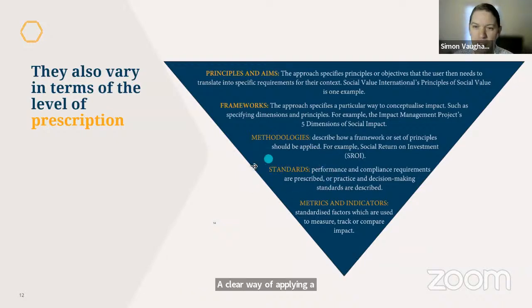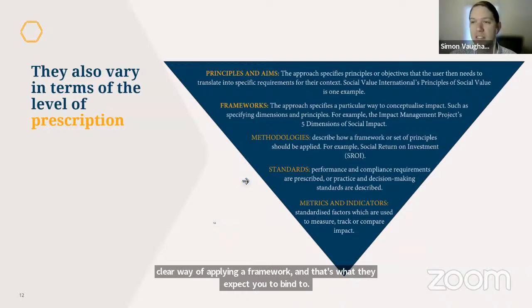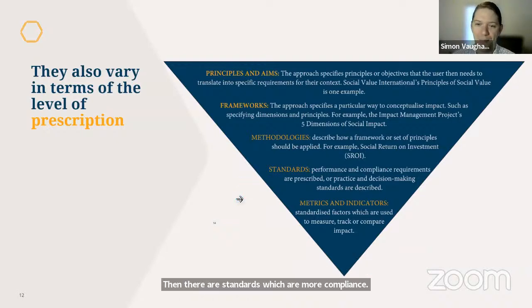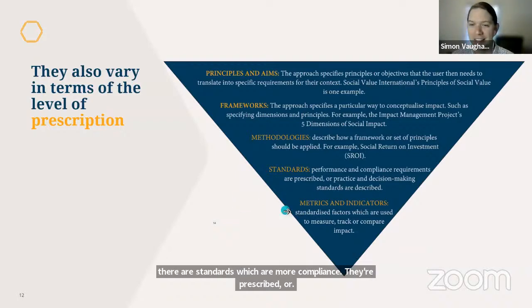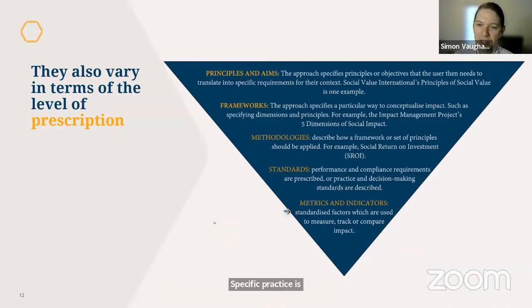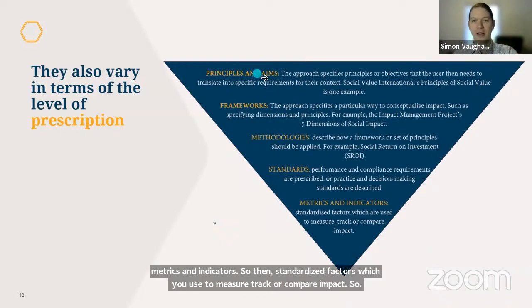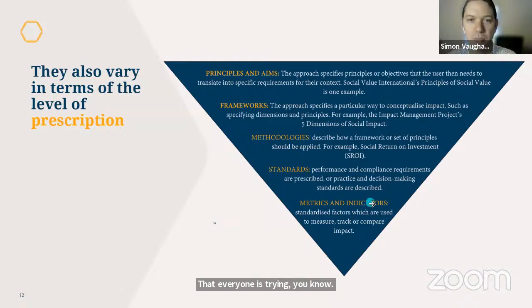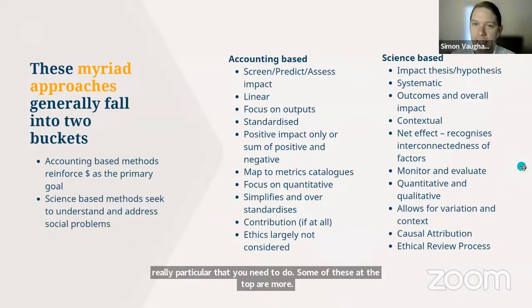Then there are standards, which are more compliance requirements. They're prescribed or specific practice is described. And then we've got metrics and indicators. So standardized factors, which are used to measure, track, or compare impact. So everyone's trying to build out something that can contribute, and they're aiming it at different levels. And some of them, these ones down here, are really specific and might just give you something really particular that you need to do. Some of these up the top are more guidelines pushing you in the right direction.